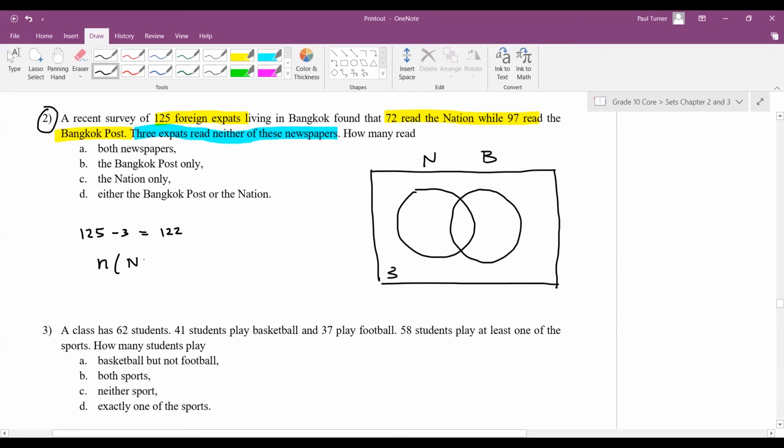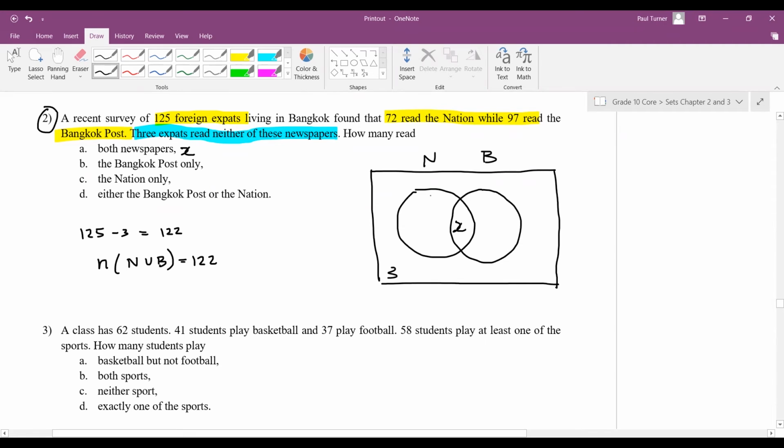So N union B will be 122. So in these 2 circles, there's 122 people. And we don't know how many read both. It doesn't say that. So let's call this X. So we put X in the middle because we're not given that information. Sometimes you are told how many read both and you have to find something else. Okay, so put X for the one you don't know.